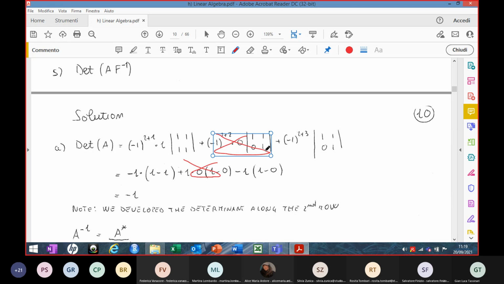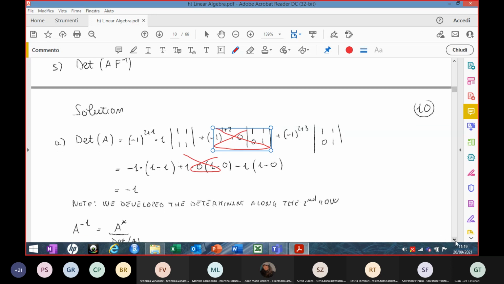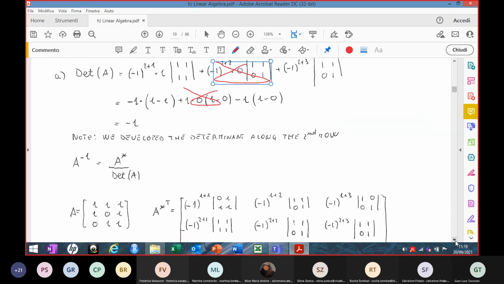Okay, and then which is the last term? -1 to the power 5, which is -1, times the determinant of this matrix, you have to do again 1 times 1 minus 0 times 1, which is minus 0. So doing the computation, you get minus 1. So since the determinant of A is different from 0, you can compute, if you want, the inverse. But I told you I will not explain how to compute the inverse, so we can skip it.